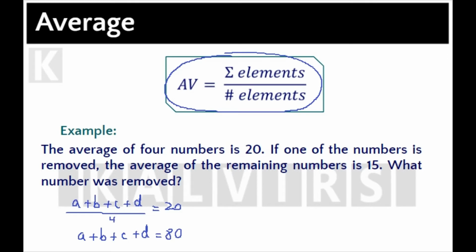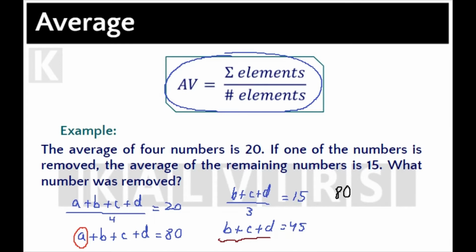If one of the numbers is removed, let A be the number that is going to be removed. Then their average is 15, therefore their sum is 45. The sum of these three numbers can be replaced by the difference of 80 and the number that was removed. Therefore, the number that was removed is 35.